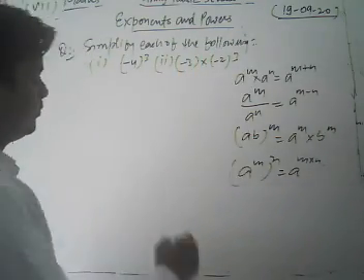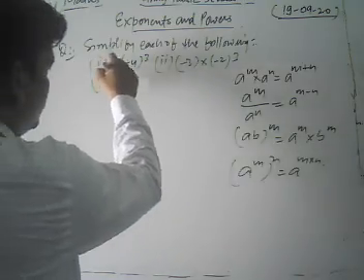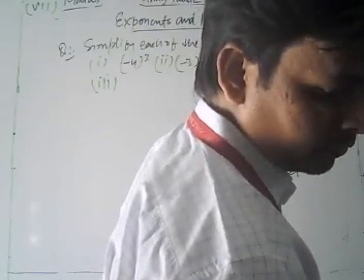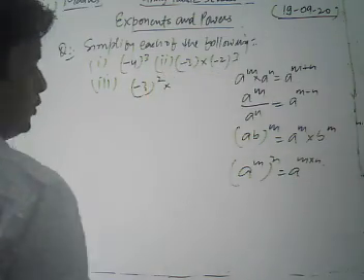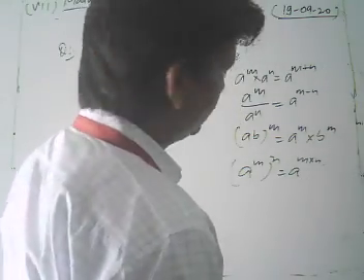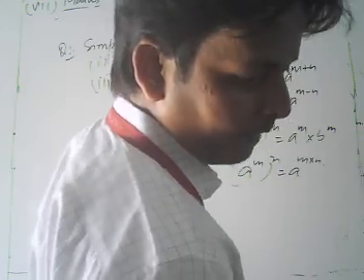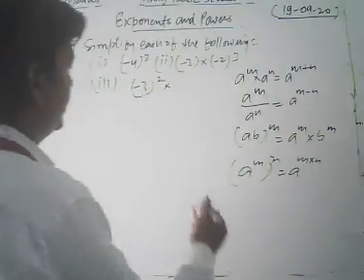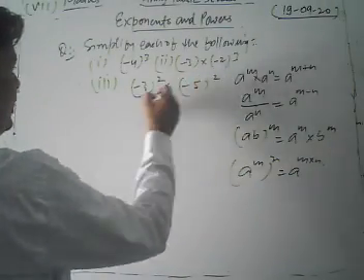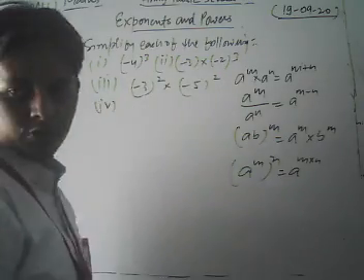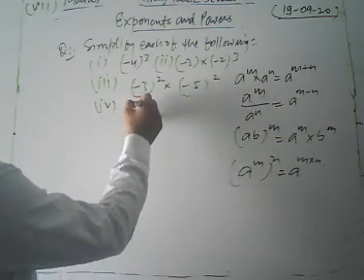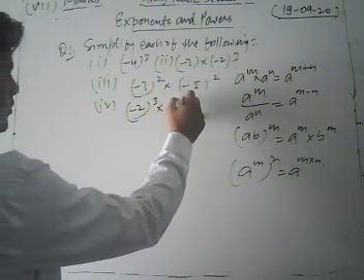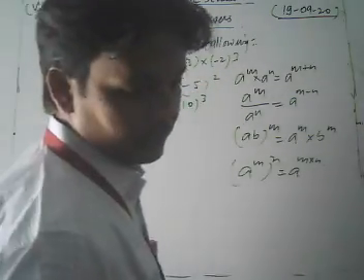Okay. The third part of this question is (minus 3) square into (minus 5) square. The fourth part of this question is (minus 2) cube into (minus 10) cube.